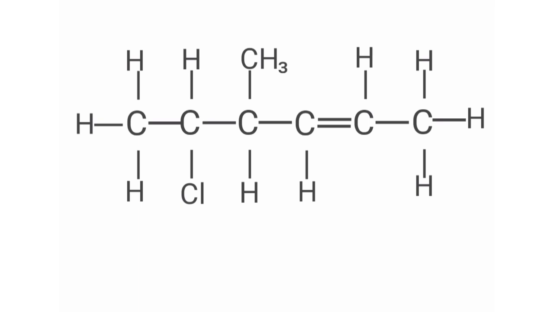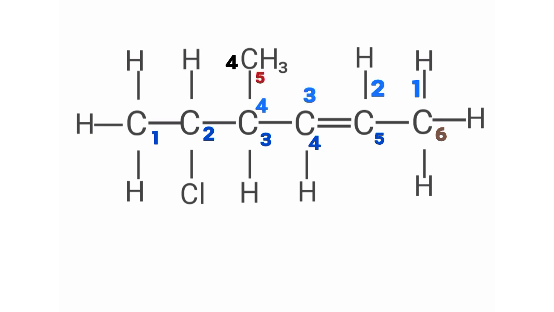Now, let's take this example. So, the first thing to do is to identify the longest continuous carbon chain. Here, we have more than one continuous carbon chain, but what we need is the longest. Now, let's identify these continuous carbon chains and choose the longest. So, we have 1, 2, 3, 4. We also have 1, 2, 3, 4, 5, 6. And we also have 1, 2, 3, 4, 5.